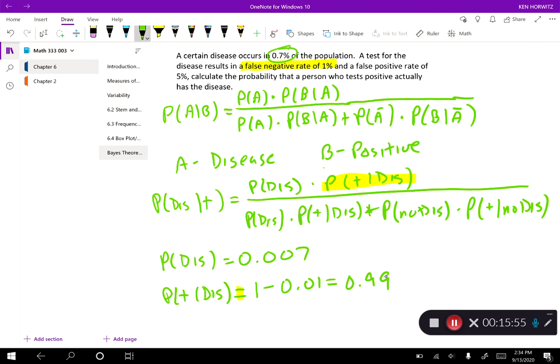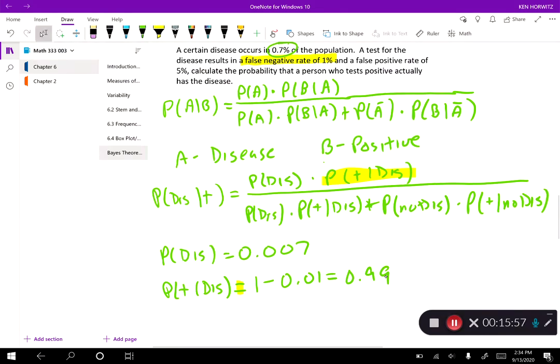All right, now we also need our complements. So we need the probability of no disease, because that is part of our formula down here. And if 0.007 have the disease, we can do 1 minus 0.007 to get 0.993.